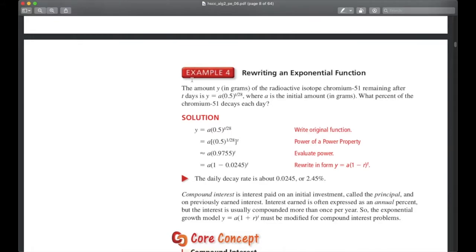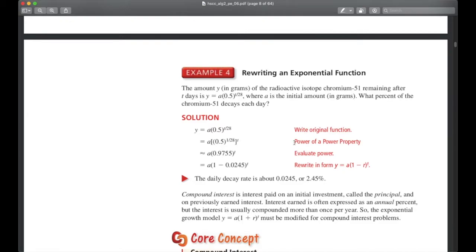So let's go ahead and start reading. The amount Y in grams of the radioactive isotope chromium-51 that remains after T days is the function Y equals A times 0.5 to the power of T divided by 28. So we already knew that A is the initial amount, right, in grams. What percentage of chromium-51 decays each day? So we're going to basically solve for R. Remember, percentage reminds us of R. That is exactly what we're solving for. So we have to get rid of the divided by 28.